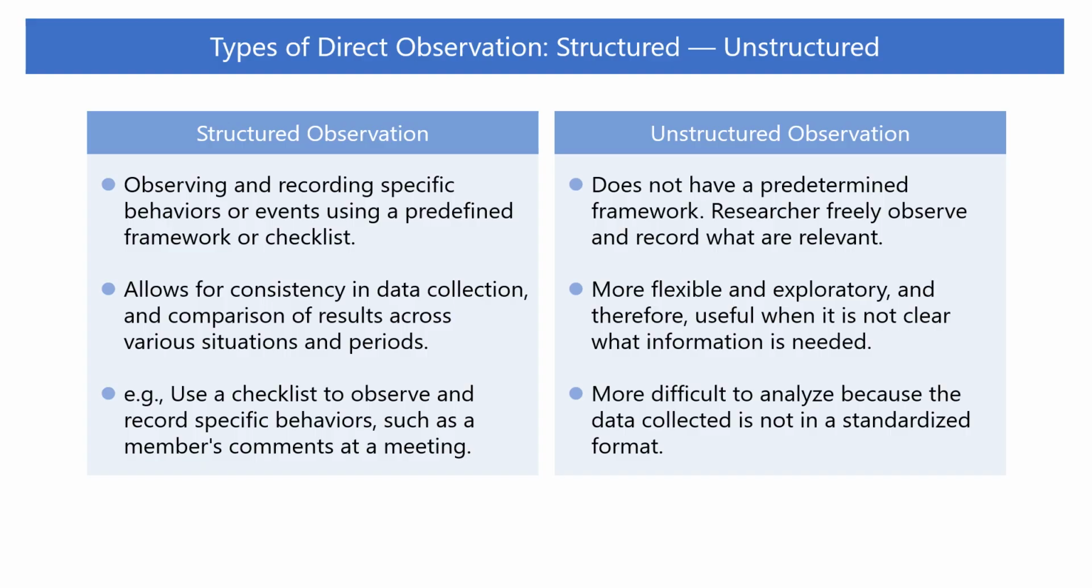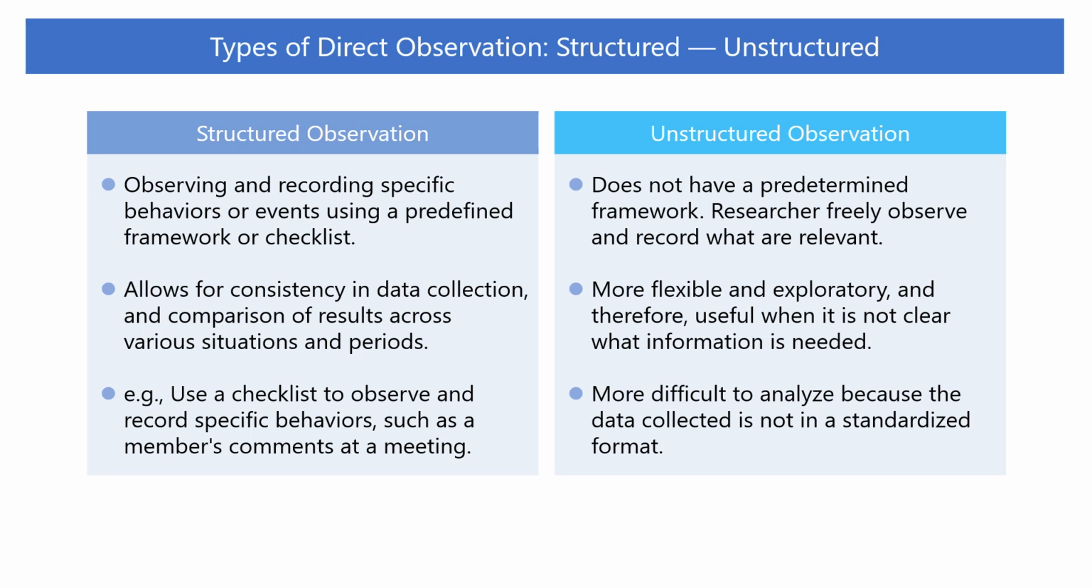Next, let's look at the difference between structured and unstructured observations. Structured observation is a method of observing and recording specific behaviors or events using a predefined framework or checklist. This method allows for consistency in data collection and a comparison of results across various situations and periods. For example, a researcher can use a checklist to observe and record specific behaviors such as members' comments at a meeting.